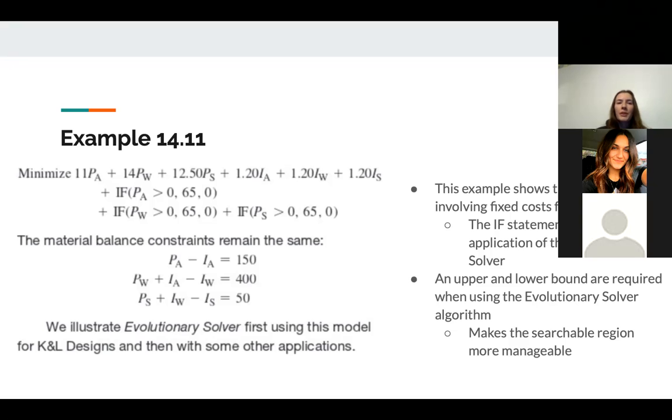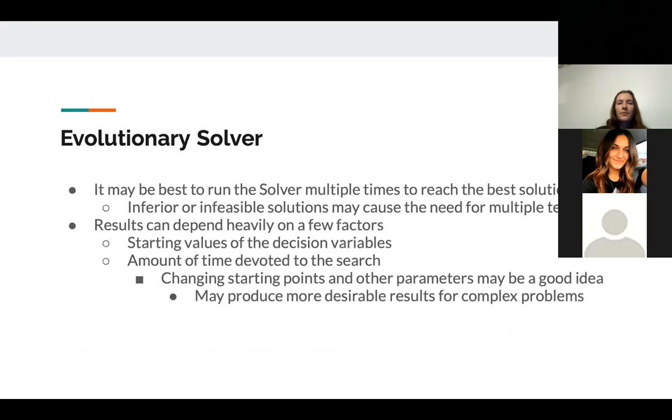Also, from the picture of the equations, there are upper and lower bounds, which are required when using the evolutionary solver in order to restrict the search space to be more manageable. The idea of making the search region more manageable relates to the next idea. Since the evolutionary solver is a search procedure, it can sometimes be unable to provide the optimal solution the first time around. This is because it can be affected by inferior or infeasible solutions, which may not be the most ideal outcome.